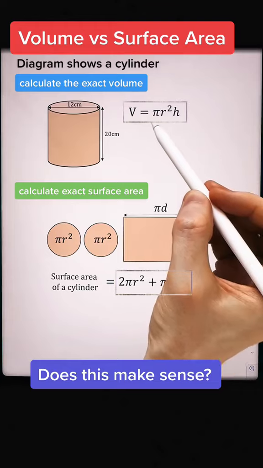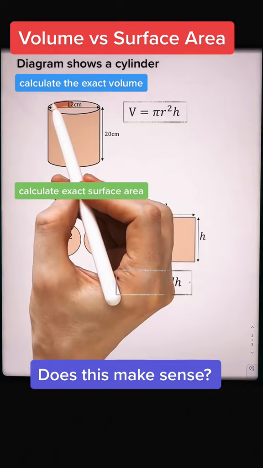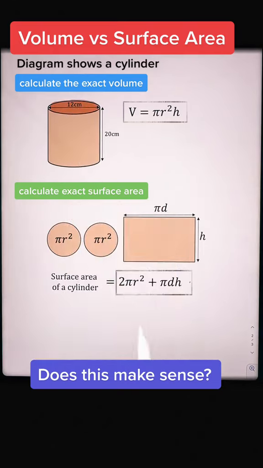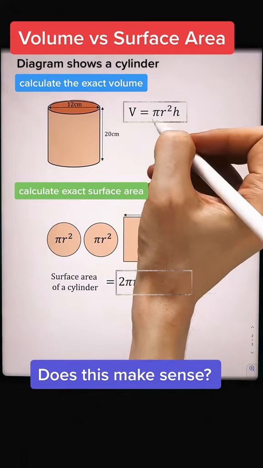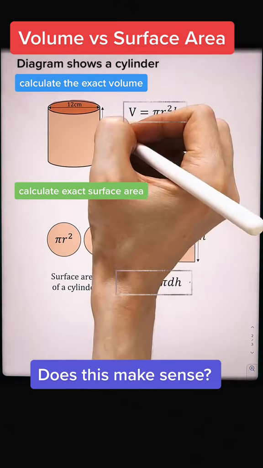The volume of a cylinder is pi r squared multiplied by h, where pi r squared represents the area of the cross-section of our cylinder. We can see the cross-section of a cylinder is always going to be a circle, and we know the area of a circle is pi r squared, and then h is the height.